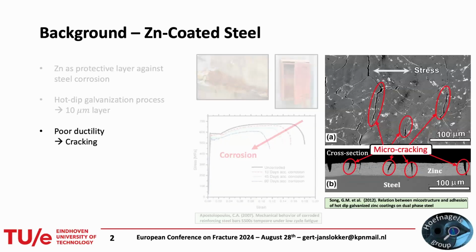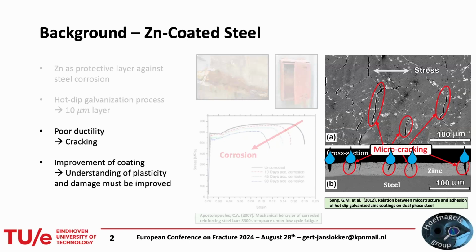Well, the zinc coating typically shows some poor ductility properties, causing micro cracking. And of course, that's not really beneficial for your protective layer. And that's actually also the main reason for my topic. We want to have a better understanding of what's really happening on the nanoscale. So if we know that, then we can really improve maybe this coating by adding all kinds of ingredients. And then we can really reduce this poor ductility property, and we can actually reduce the amount of damage.